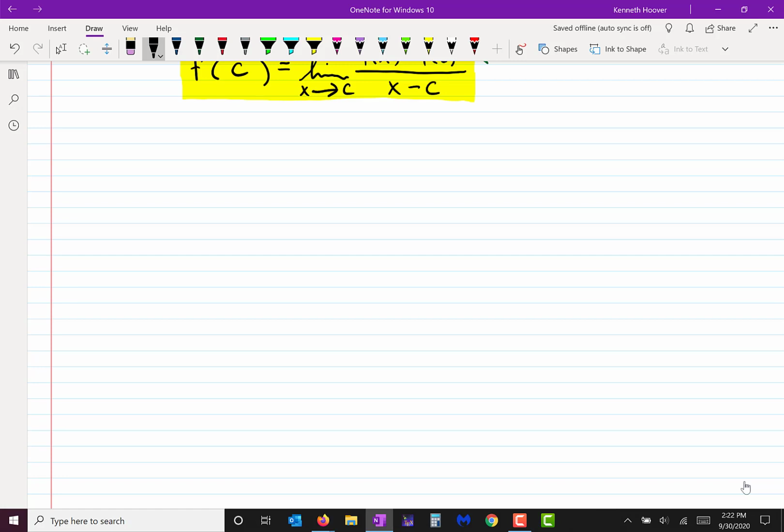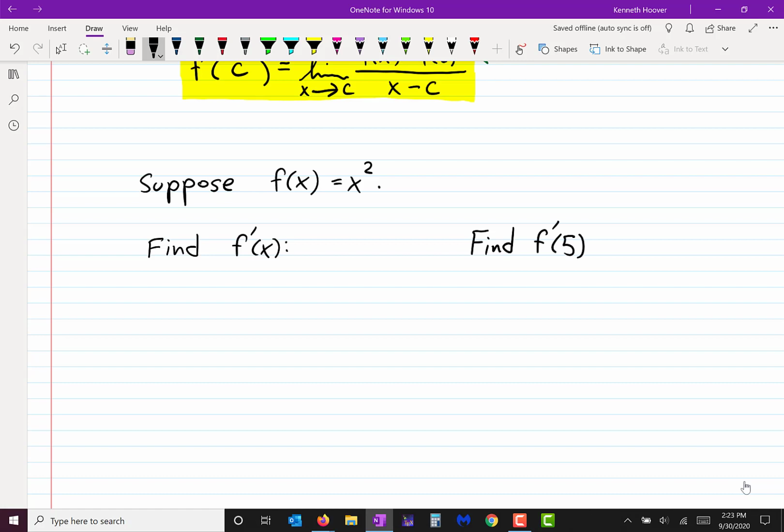Suppose we have f of x equals x squared. And I'm going to answer 2 different questions. What if somebody said to me, find f prime of x? What if somebody else said, find f prime of 5? I'll show you how I personally would handle both of those questions.